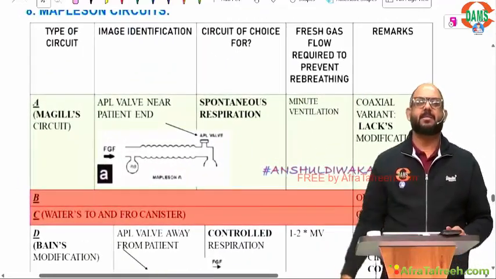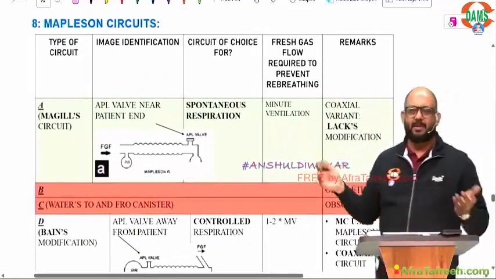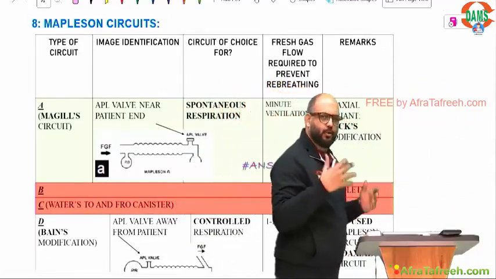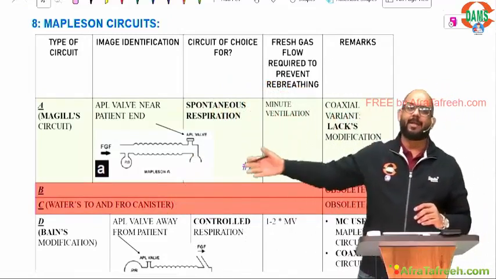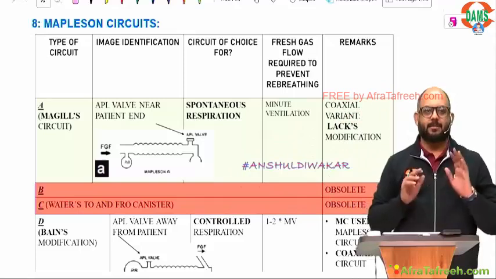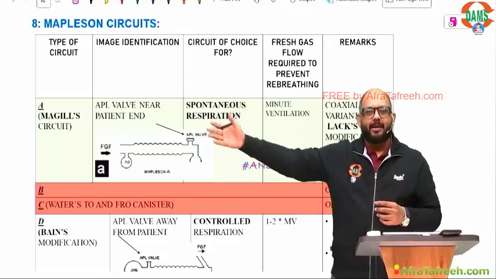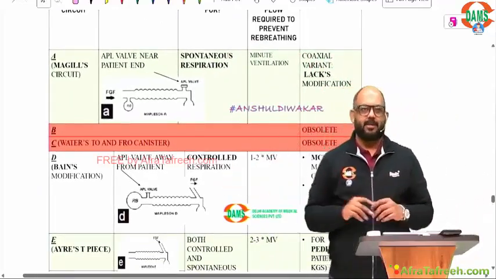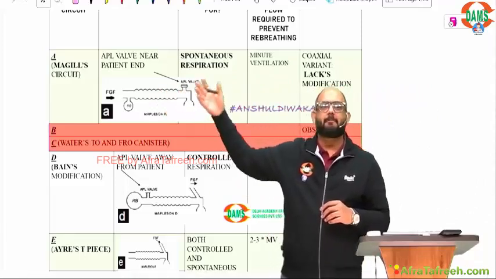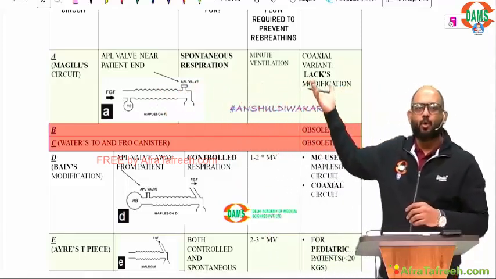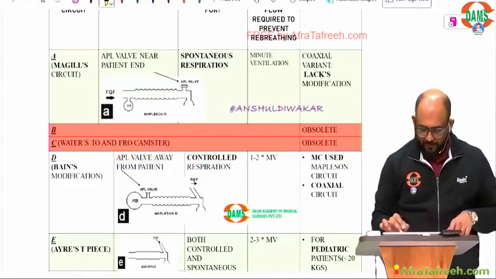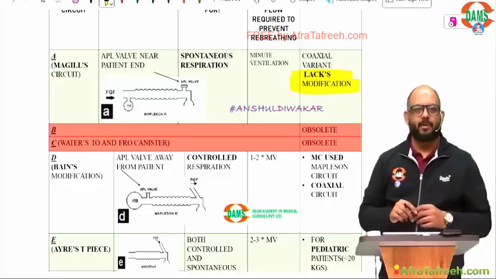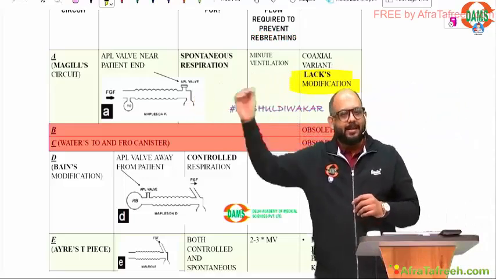Next, Mapleson circuits. Now this table describes everything. 6 types of Mapleson circuits, A, B, C, D, E, F. B and C are obsolete. So do we need to remember them? No. Only thing to remember, name of C: waters to and fro canister. A and D are adult circuits. E and F are pediatric circuits. A is also called McGill's circuit, and its coaxial variant is called Lack modification. It is the circuit of choice for spontaneous respiration.